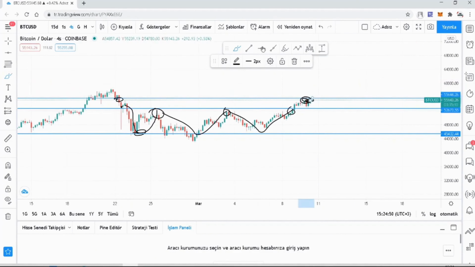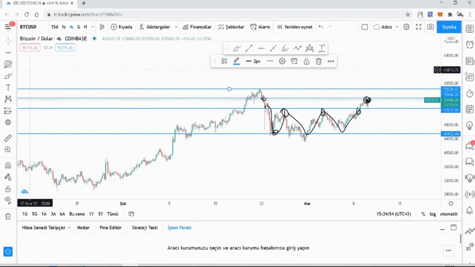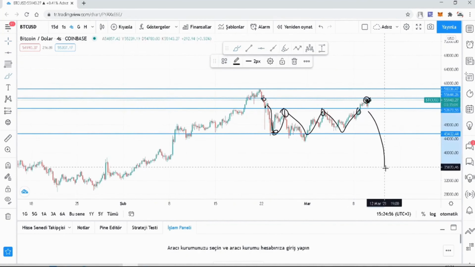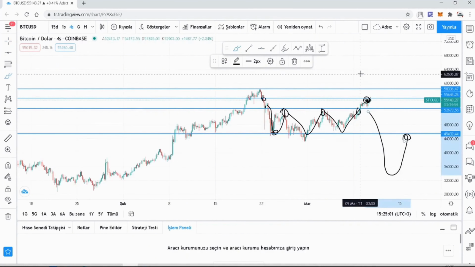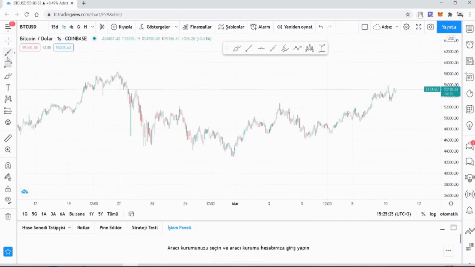The strongest resistance is the point where it previously reversed. So what will happen if it falls below this? It will now emerge as a resistance at 45,000. I hope you have understood the support and resistance points. The most important thing at support and resistance points is actually this.